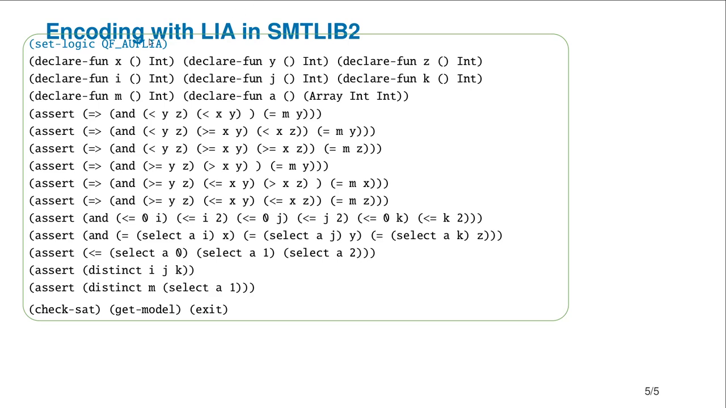Okay, so we use quantifier free, so no quantifiers are included in the logic, arrays, uninterpreted functions, and linear integer arithmetic. So we have numbers, we have arrays, and that's what we need for representing our problem in SMT. Then we have a block of declarations where we introduce the symbols. We have declare functions. For this, SMTlib provides declare functions. We do not provide any arguments, and we type it. So it's a typed language, so we have to say the data type. So x is an integer, y is an integer, z is an integer, i, j, and k are integers, and also m is an integer.